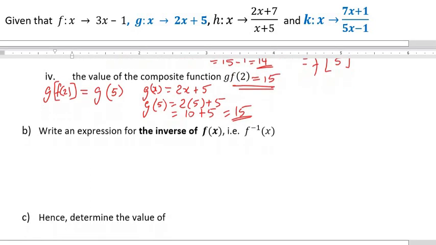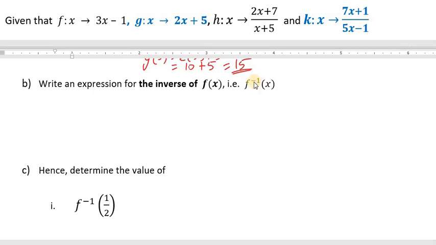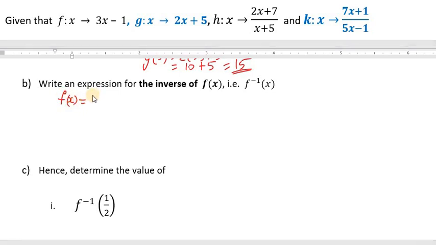Now let's look at this one. We want to write an expression for the inverse of f, which is written like this. F inverse, the negative 1 as a power, really means inverse. So we don't say f of negative 1, we say f inverse of x. To find the inverse of f, we need to look at the f function first. The original function of f is equal to 3x minus 1. So how do we get to f inverse? Well, there are some steps.